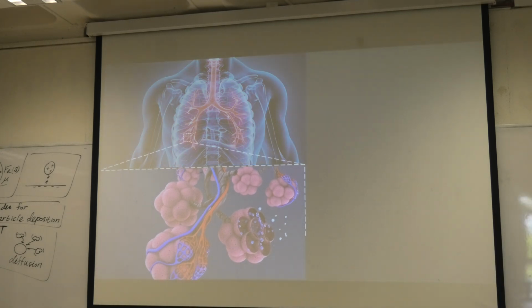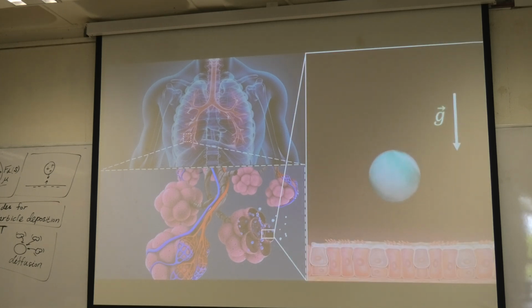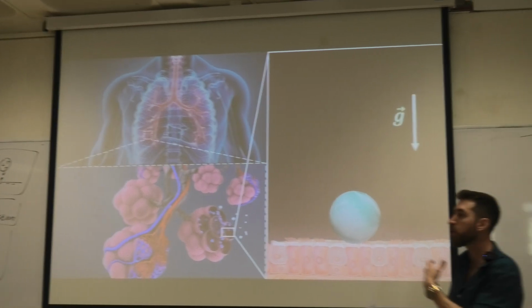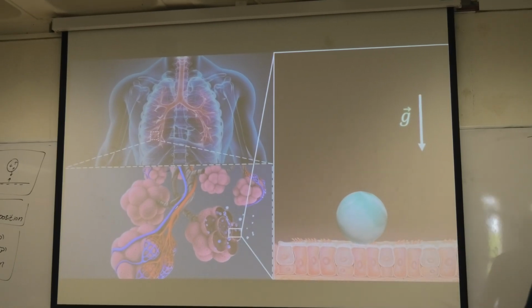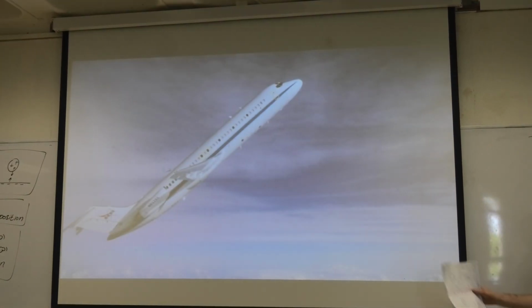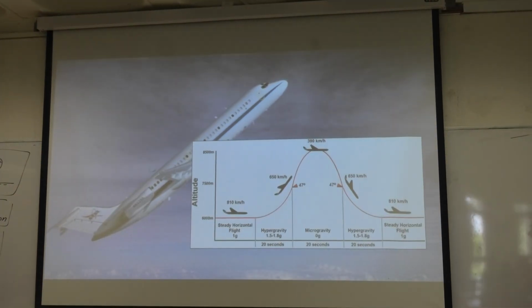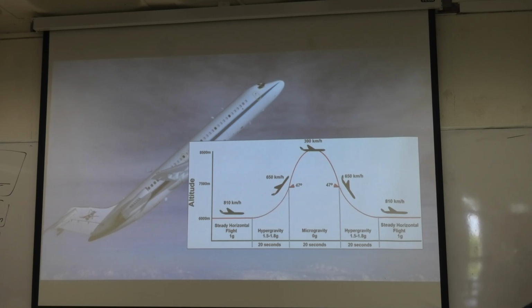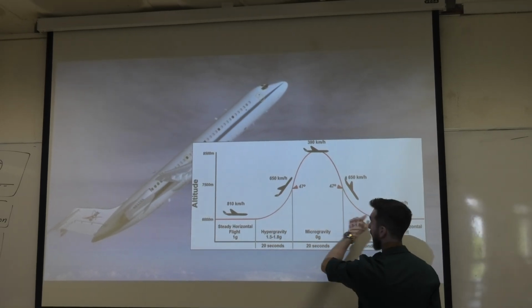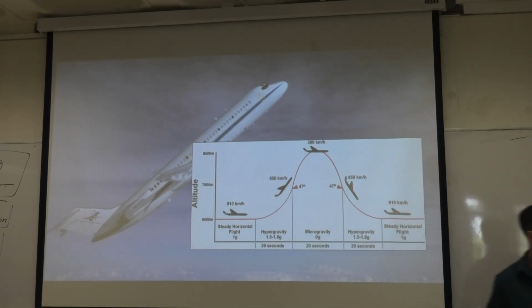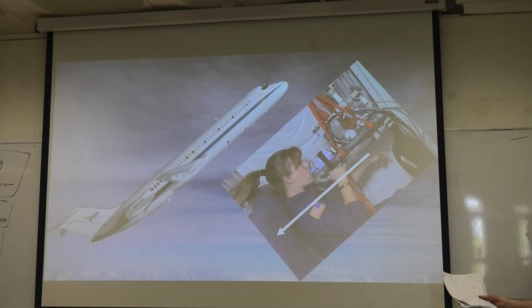So if you want to consider the gravity effect, sometimes it's going to be very strong, and sometimes it's going to be very weak. It really depends where you are inside the lungs. And we know that gravity plays a significant role on particles because we checked that. You see, this is a parabolic flight. They can increase or decrease gravity. That's what people did at NASA.